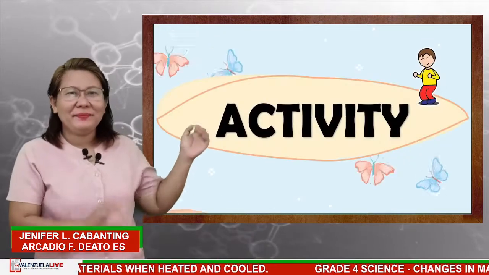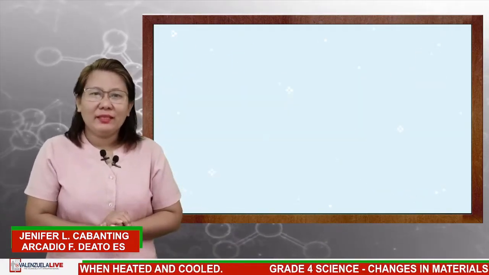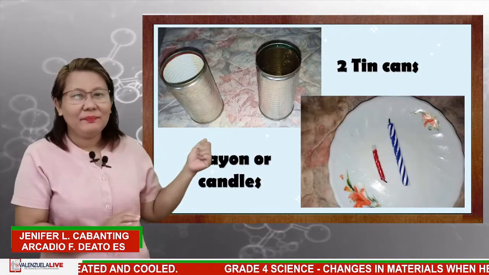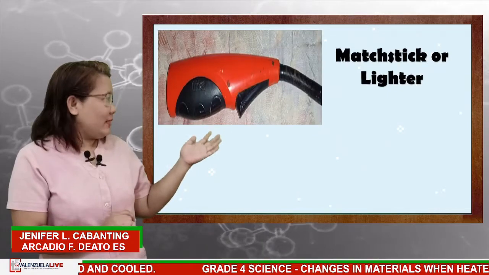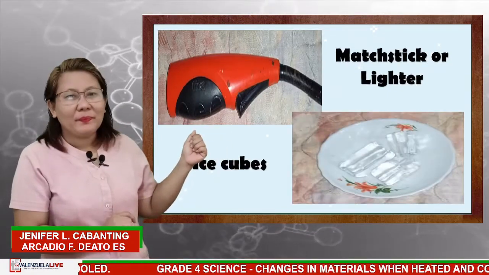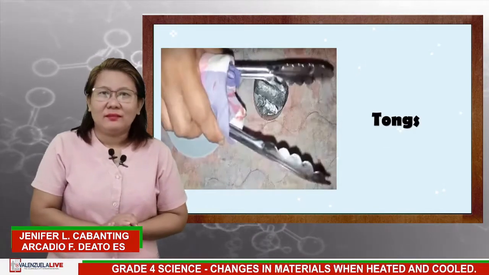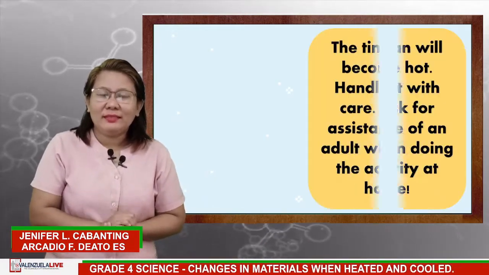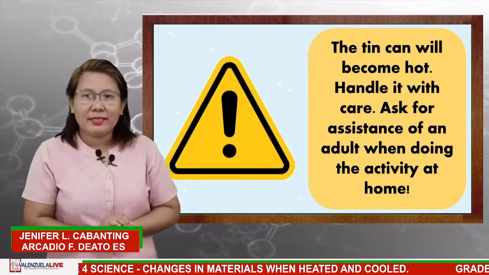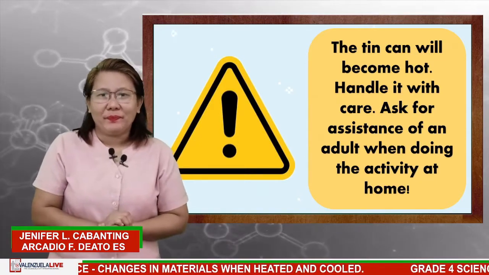Activity time! Activity 1. We will need 2 tin cans, crayon or candle, matchstick or lighter, ice cube, and tongs. Caution! The tin can will become hot. Handle it with care. Ask for assistance of an adult when doing the activity at home.